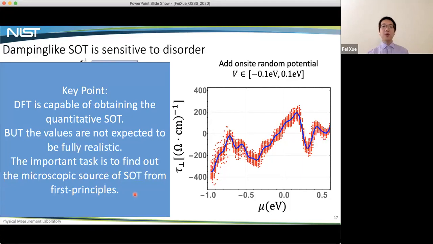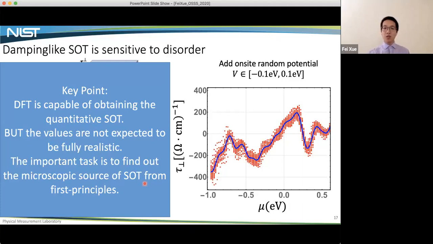So the important takeaway from this calculation, at least from my personal view, is that DMT is quite powerful. It's a quite powerful tool to calculate something. But these values from DMT calculation, they are so-called ab initio, but they depend on a lot of details. So they are not some figure of merit for the experiment to really get. So for me, the more important thing I want to study is to find out the microscopic source of this spin-orbit torque we see in the experiments, in the calculations.